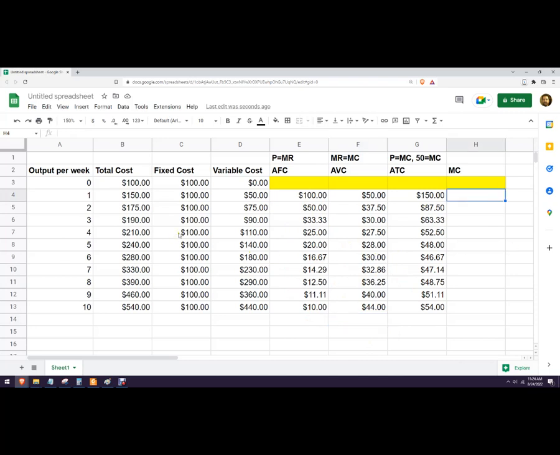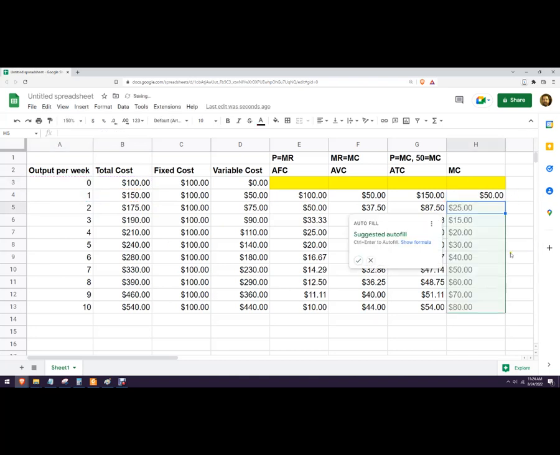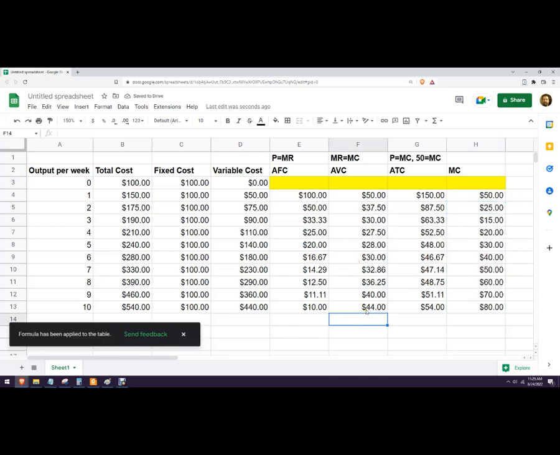Okay. Now, finally, I need the marginal cost. So the marginal cost formula is the additional cost. So it's the difference between total cost and total output. So I'm going to put this in parentheses. That way I'm telling Excel to do this first. So that's the difference between the two going from 0 to 1. Okay. And then I'm going to divide it by the difference between 1 and 0 on the quantity side. Okay. So now I've calculated marginal cost. And this one is really easy because we're just changing by 1. So we're going 100 to 150, that's 50, 150 to 175, that's 25, so on and so forth.